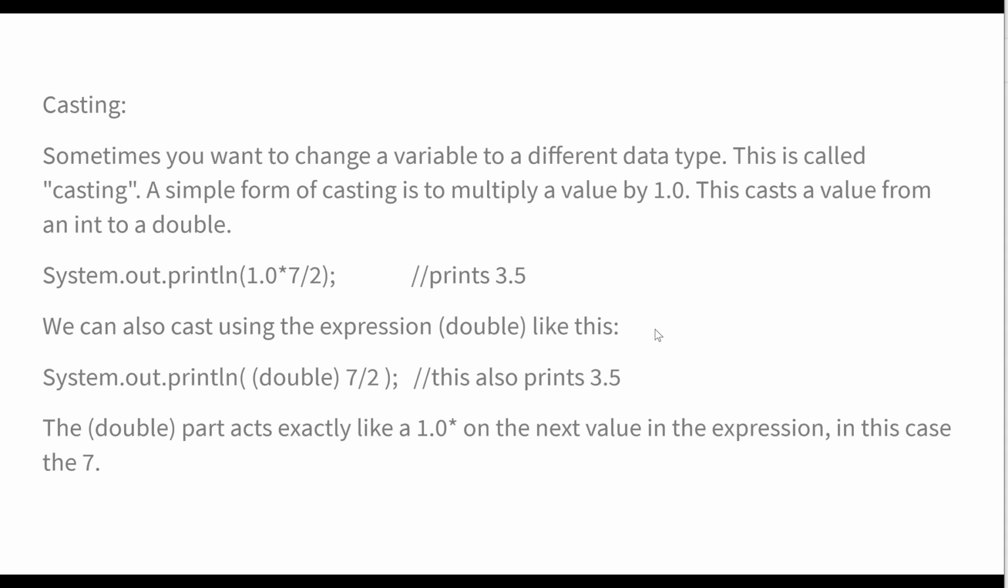This thing called casting, we already did this on Tuesday. It's when you want to change a variable or an expression from one data type to another. We've already done this by multiplying an integer by 1.0. That casts an integer value into a double value. So this first example is what we were doing on Tuesday. 1.0 times 7 divided by 2. That makes the 7 equal to a double 7.0. And then when you divide that by 2, you get 3.5.